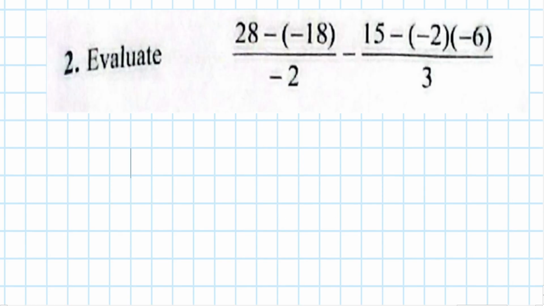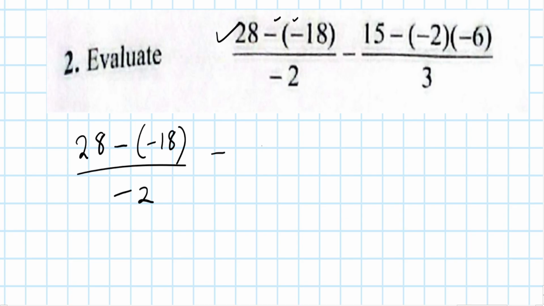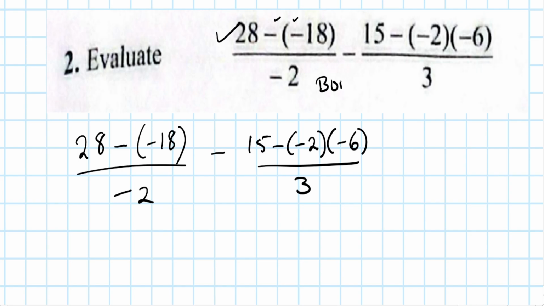Now this is question 2. Evaluate 28 minus negative 18 divided by negative 2, minus 15 minus negative 2 times negative 6 over 3. So let's start with this first fraction here. Since we have brackets, it's going to be 28 minus negative 18 over negative 2, minus, then there's another fraction, 15 minus negative 2 times negative 6 over 3. And likewise, you use BODMAS still. So brackets, there's a lot of brackets here.